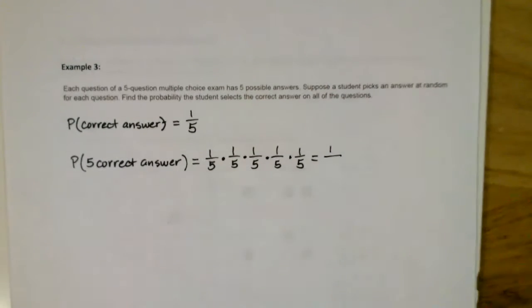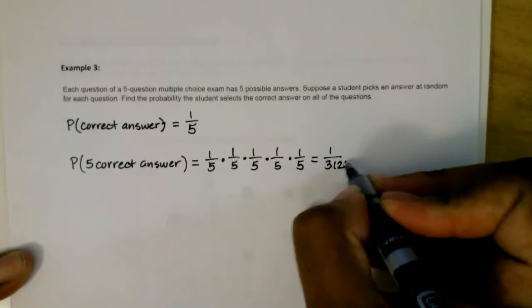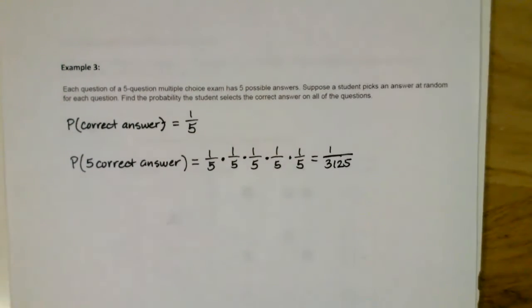I have a 1, and then if I do 5 times 5 times 5 times 5 times 5, or 5 to the 5th, I'm going to get 3,125 in the denominator. So the probability that the student selects the correct answer on all 5 questions will be 1 out of 3,125.